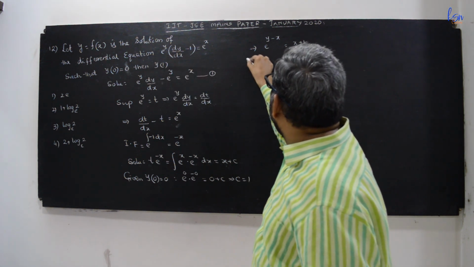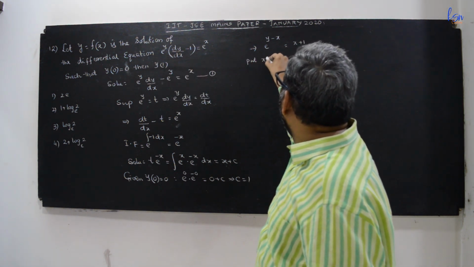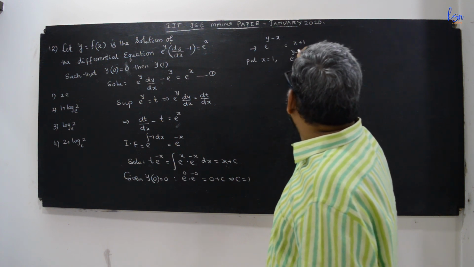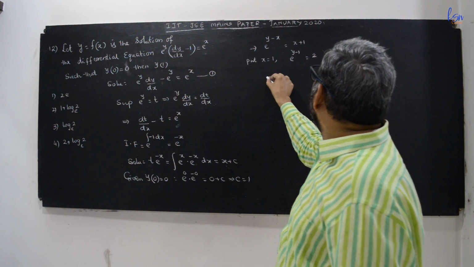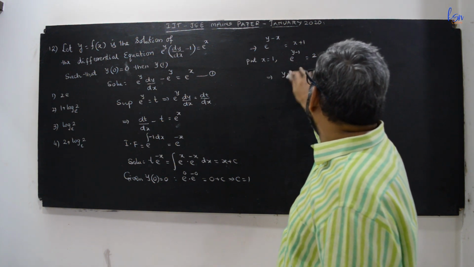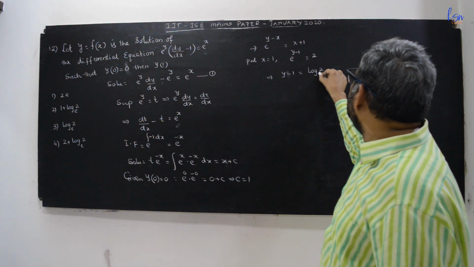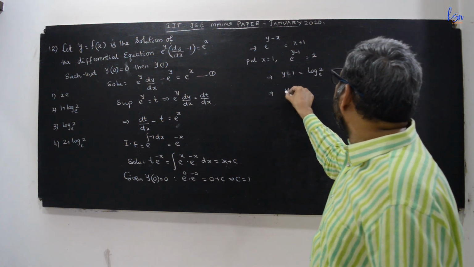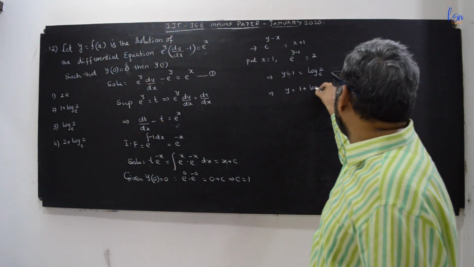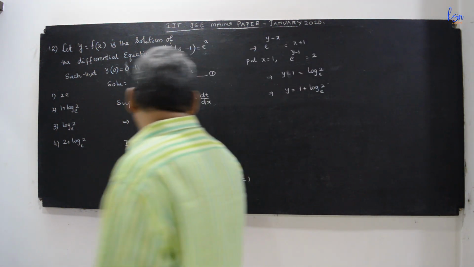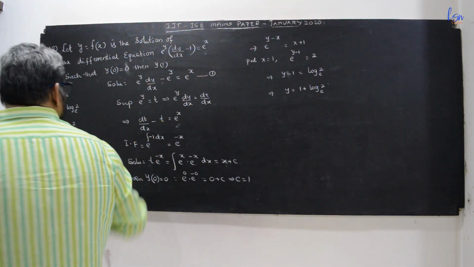So put x is equal to 1, we'll find out y. This is e power y minus 1 is equal to 2. Implies y minus 1 is equal to log 2 base e, implies y is equal to 1 plus log 2 base e. So 1 plus log 2 base e is the solution.